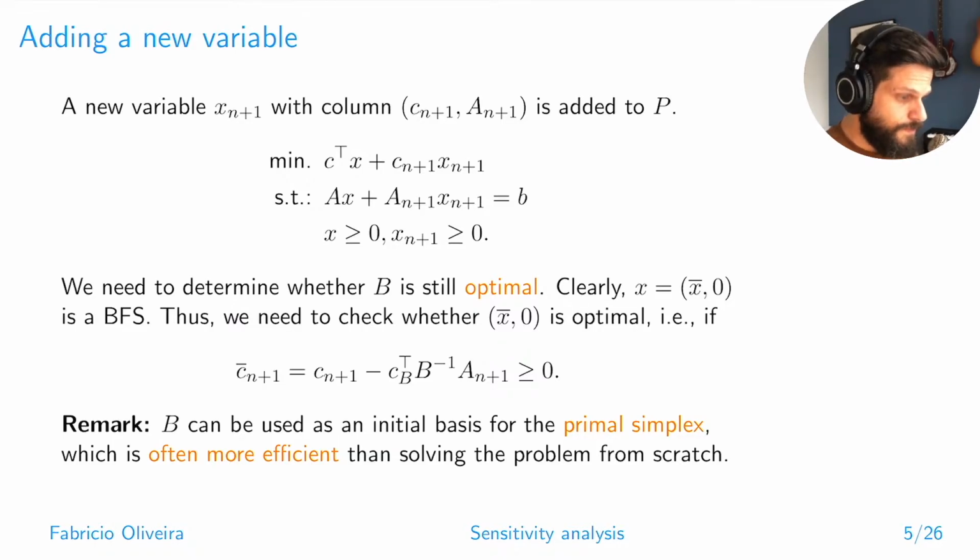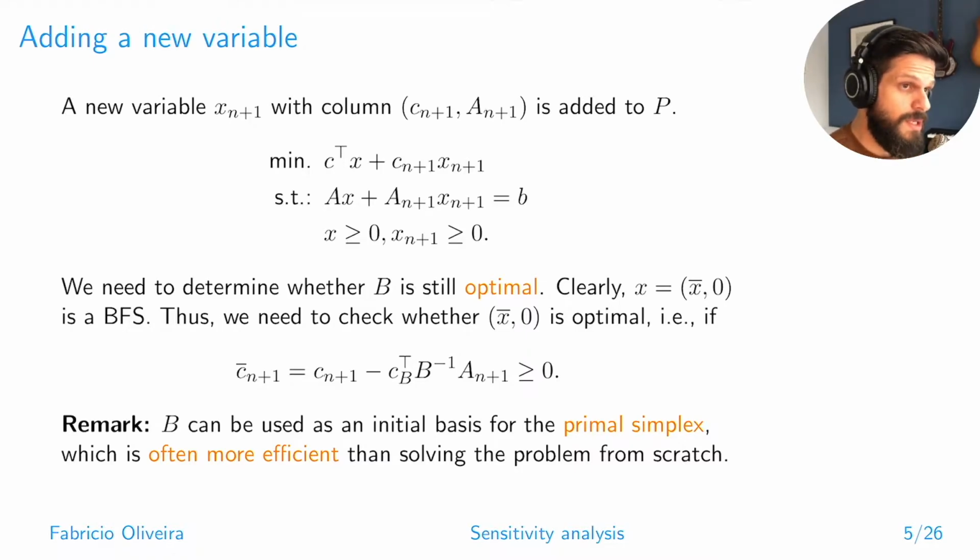The interesting thing happens when you calculate the reduced cost for this new variable, and then you figure out that there is an optimality condition that became not satisfied. In other words, you look at the reduced cost of this new variable, which is given by c n plus 1 minus c_B B inverse, and then the column associated with the new variable. And then when you look at this, you see that you have a reduced cost that is negative.